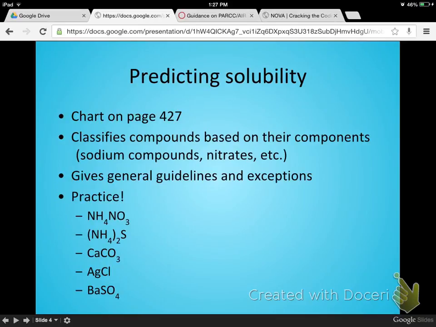So I want you to write down two things. I have sodium bicarbonate, NaHCO3, and I have, oh no, that's not what I wanted. Scratch that one. Sorry. I have ammonium acetate, NH4CH3COO, and I have copper nitrate, copper 2 nitrate, Cu(NO3)2. So write those two down. Just jot them down.